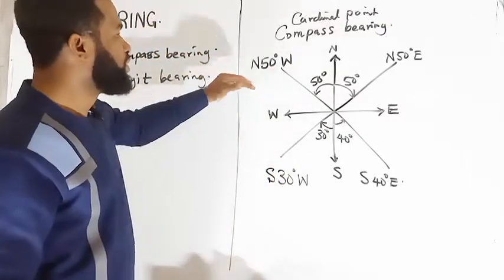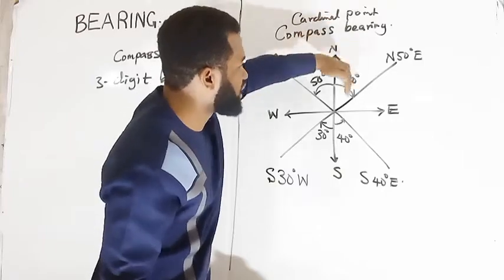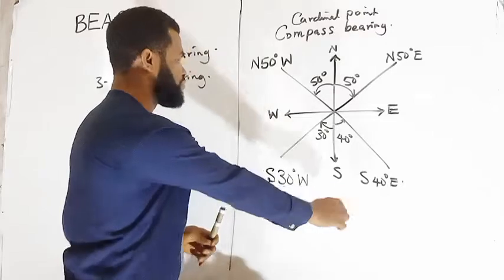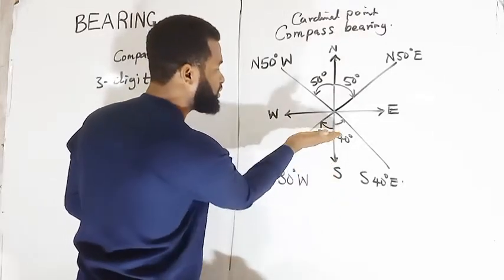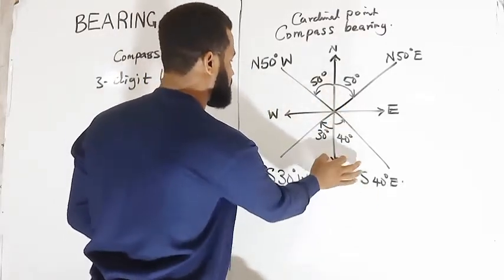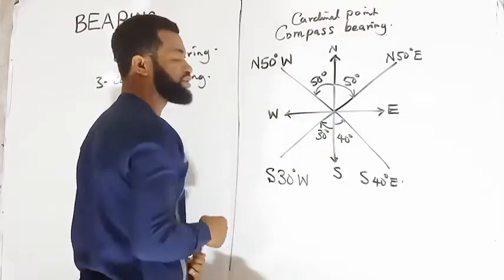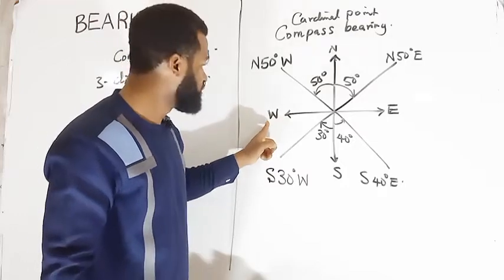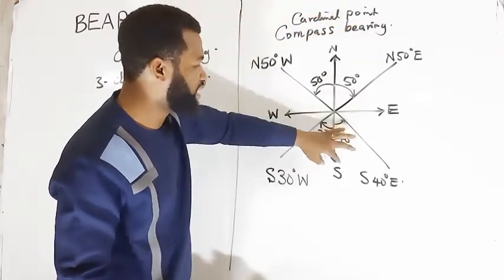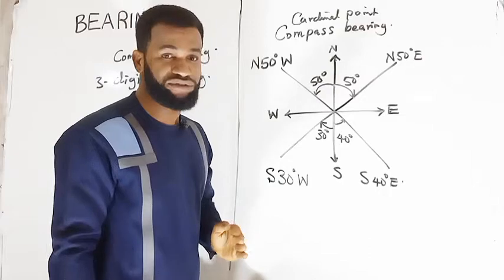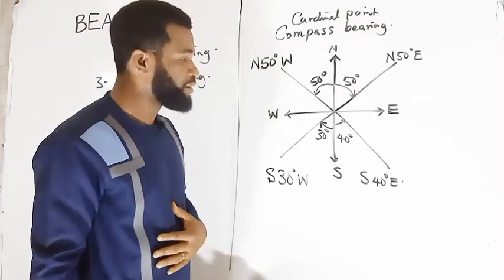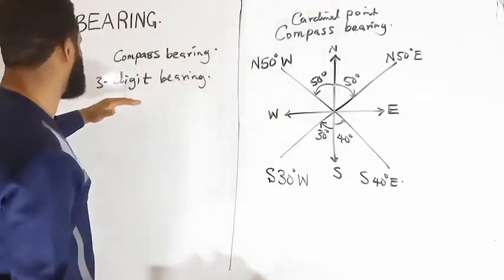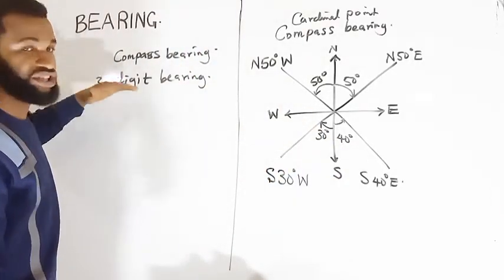So you see, it is always from the north to this direction for northeast, or from the north to this direction, northwest, or from the south, this direction, southeast, from the south, this direction, southwest. It does not start from the east, neither does it start from the west. It starts from north and south and moves in the direction depending on what you are given. All right? But that does not mean that the angles we measure here are different from the angles we are going to measure in 3-digit bearing.